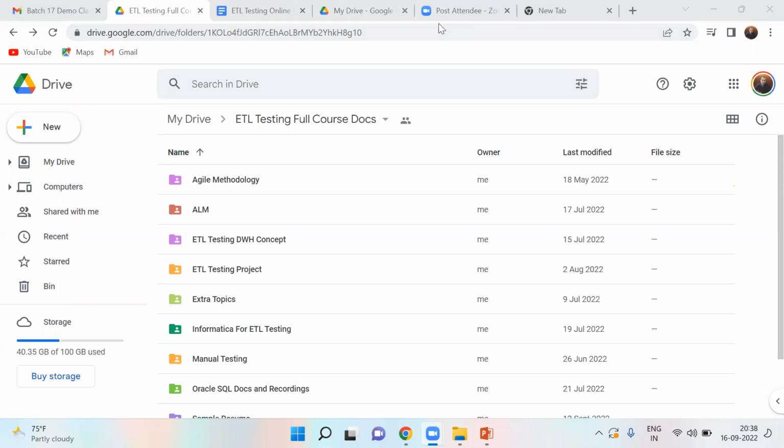Yes, sir. I just wanted to ask one question. After learning this ETL, will we be able to do big data system testing, and can we have an idea of the Hadoop system also? Not required that much.